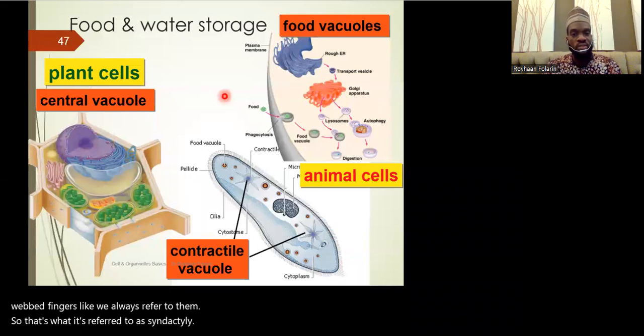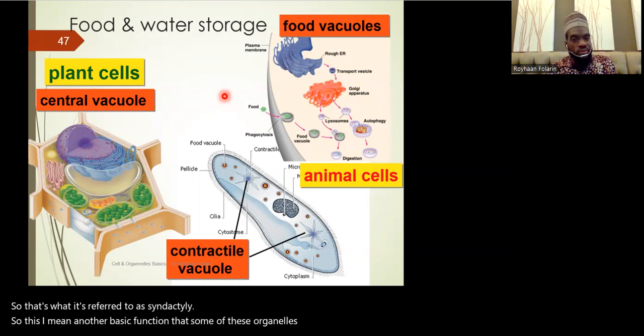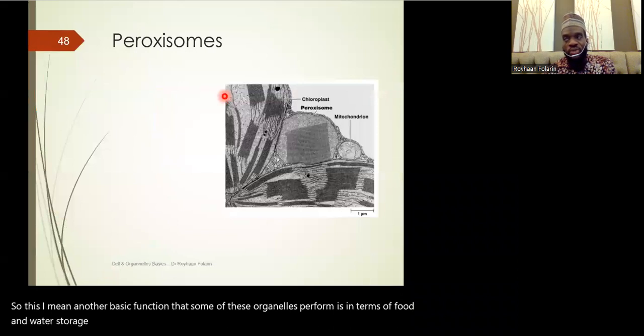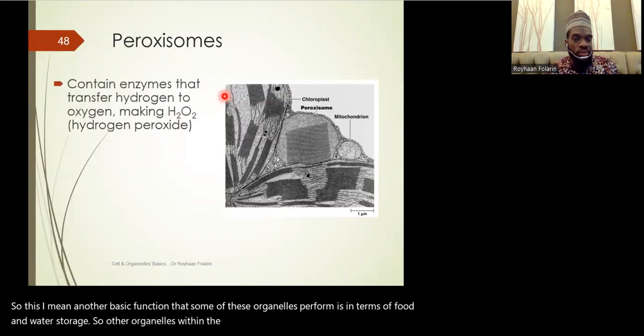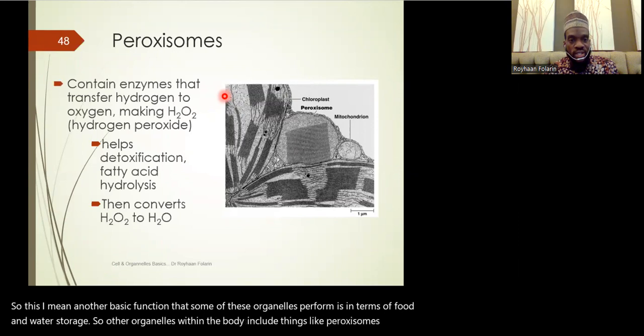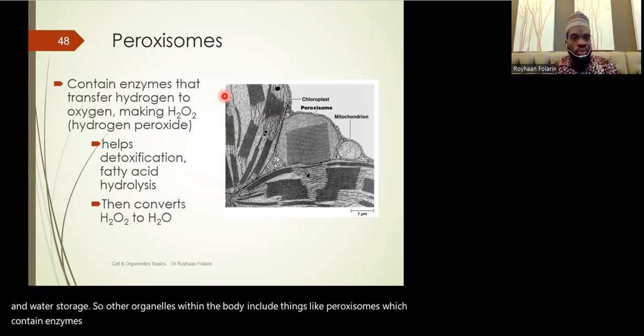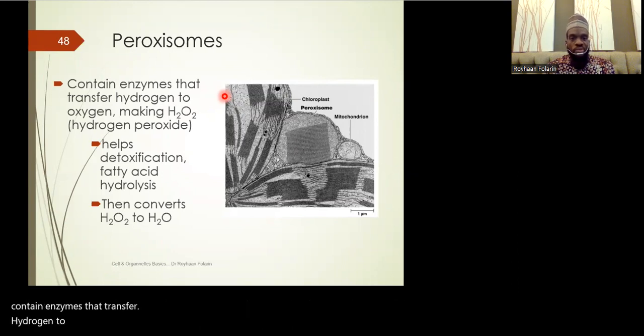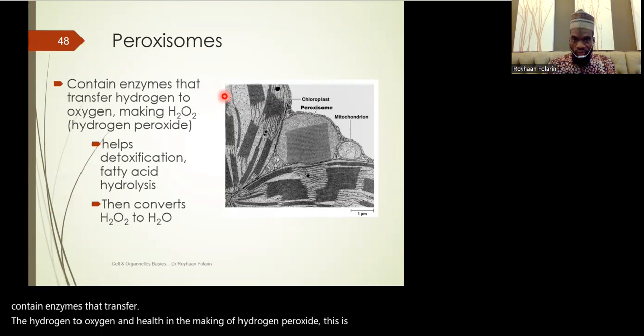So another basic function that some of these organelles perform is in terms of food and water storage. So other organelles within the body include things like peroxisomes, which contain enzymes that transfer hydrogen to oxygen and help in making of hydrogen peroxide. This is important in detoxification of fatty acids.